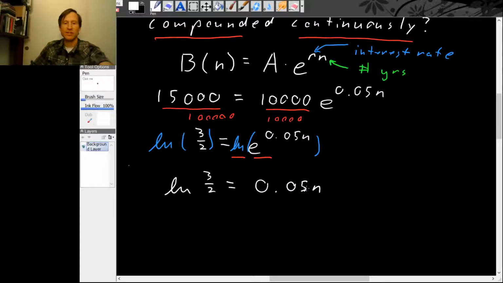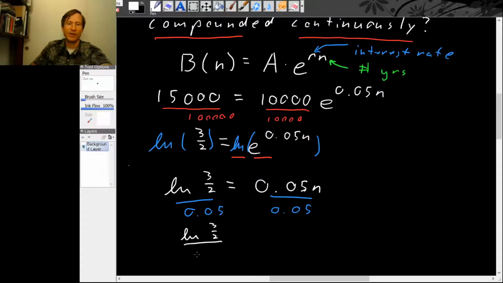And finally, just finish solving for n. We'll divide both sides by 0.05, and we get natural log of 3/2 over 0.05, and that's n.